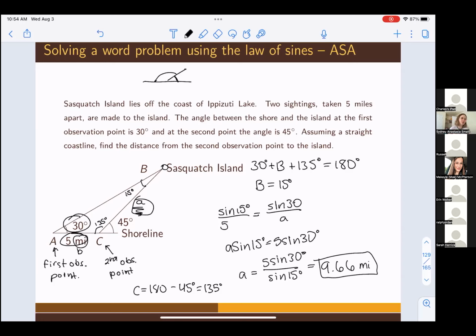Questions on this one? Again, this did not require us solving the entire triangle. We still have no idea what the heck side C is, but I bet you that we could use the law of sines to solve for side C if we needed to. But we just needed side A, so we're good to stop here.